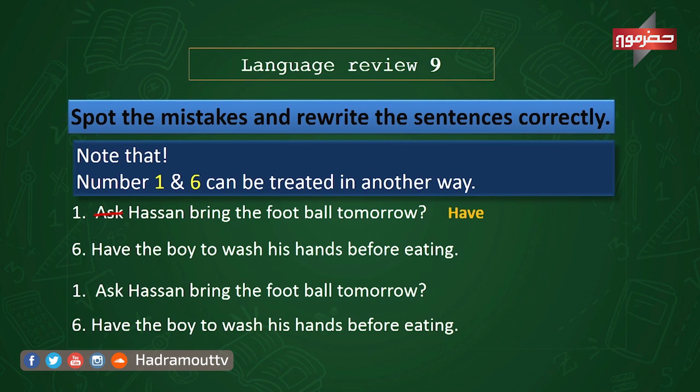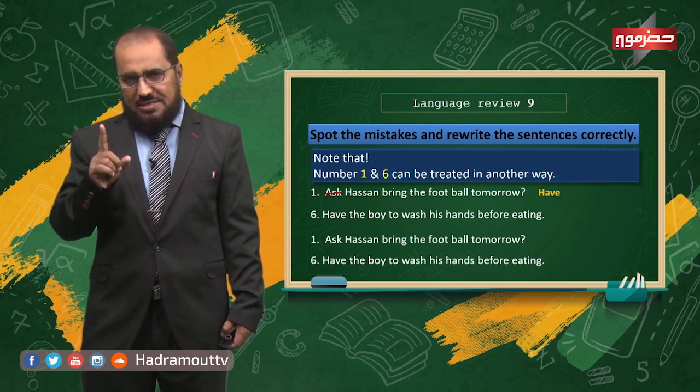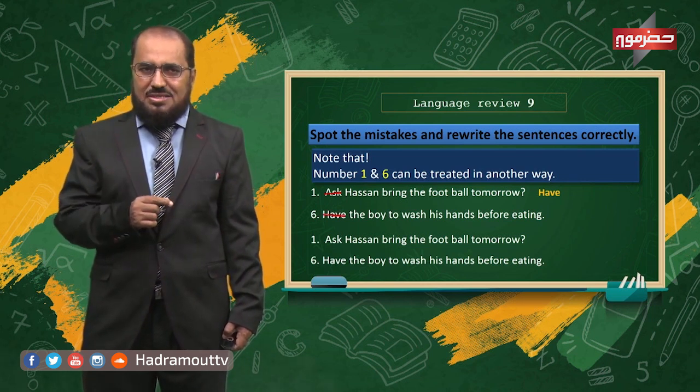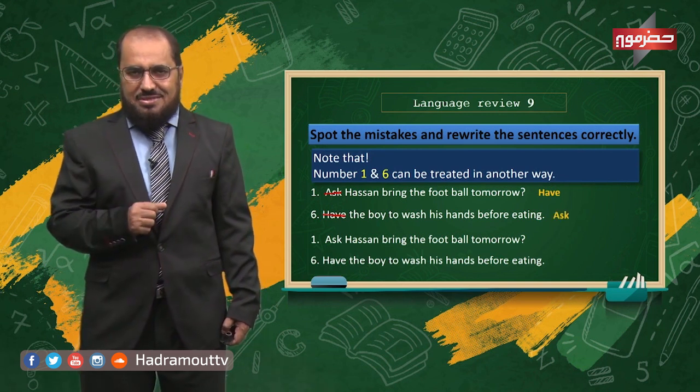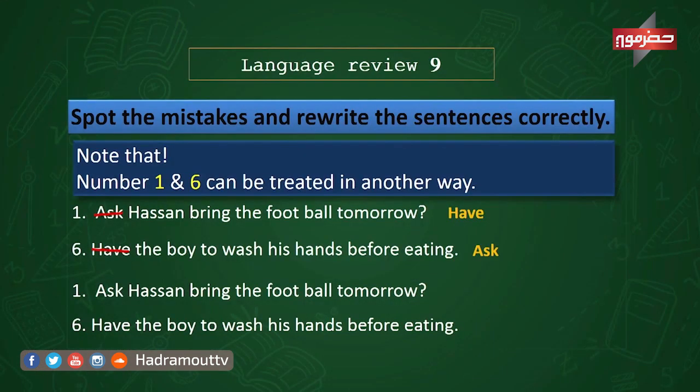Have the boy to wash his hands before eating. Previously, we have to delete to. Here you have to change have itself and put ask. Ask the boy to wash. Okay, because ask takes to. This is what happened previously. Ask Hassan bring was to bring, or have the boy to wash, to wash. So you can answer it in the first way or in the second way, but not in both. You are not allowed to answer in both ways. Just one way is sufficient enough.